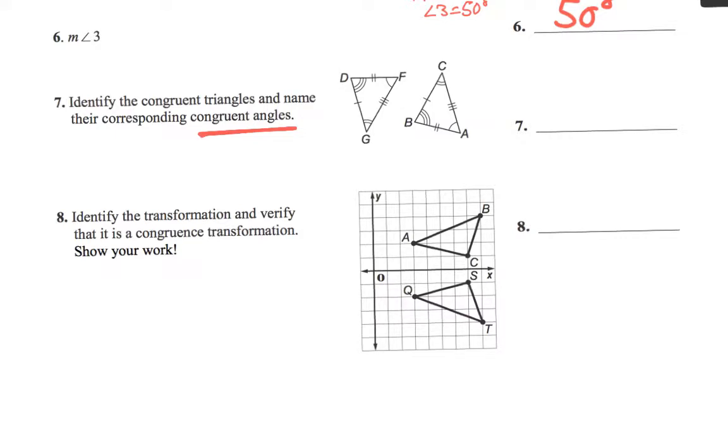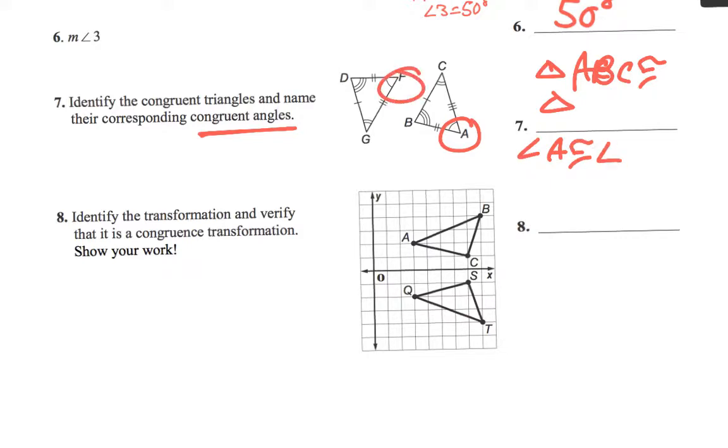Okay, so I know that triangle, I'm going to start with ABC. It's congruent to triangle... Angle A matches up with angle F. So this is F. Keep that one red. And then angle B is congruent to angle D.